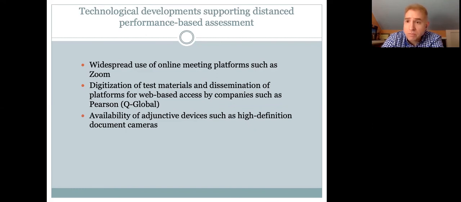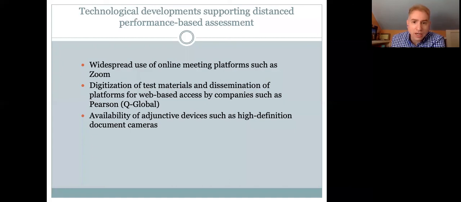And they've set up platforms. Pearson's is called Q-global. There are others for doing online assessment. So the online assessment is actually fairly sophisticated, much more advanced than just holding things up to a camera or something like that. Pearson, and these companies, have also been doing research on comparability of in-person versus remote assessments, so that we do have some data on that.